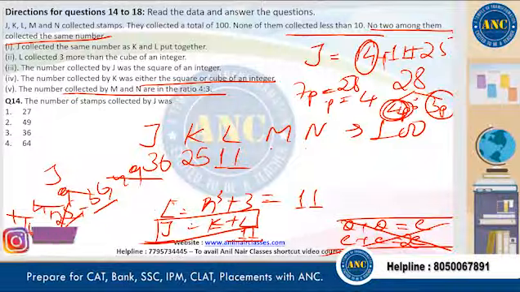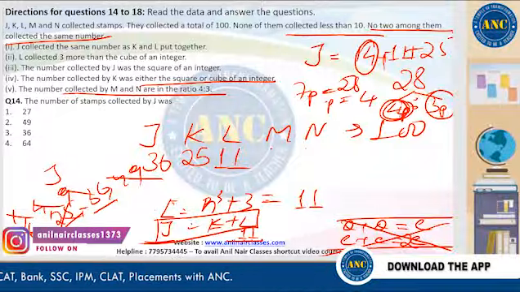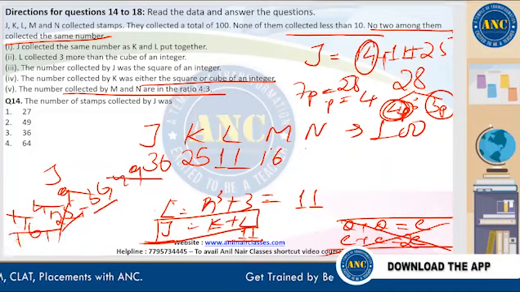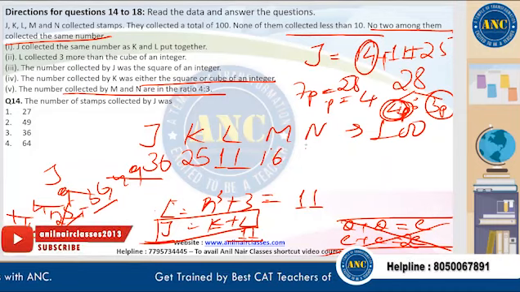And the last statement, the stamps collected by M and N, there are 28. Each of these parts, but there are 4 parts. So 4 into 4 makes it 16, and 3 into 4 makes it 12.